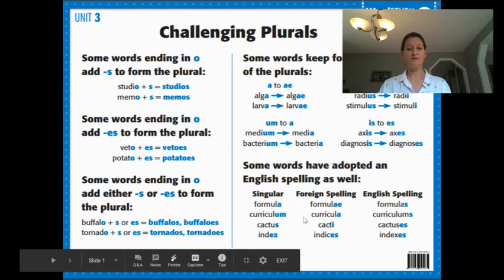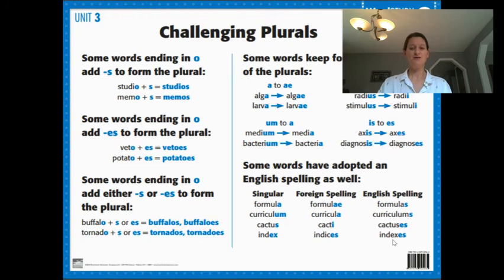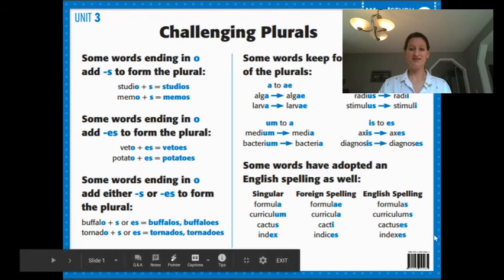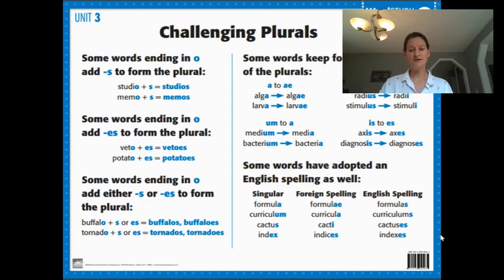Same for curriculum. If there's more than one curriculum, we would say curricula, but often people just say curriculums, and that's acceptable too. Same for cactus. The foreign spelling is really cacti, but people say cactuses, and that's acceptable. Index. The foreign spelling should be indices, but people often say indexes, and that's acceptable too. So we have a lot of challenges with plurals. So these word sorts we're going to do this week are going to help with that.